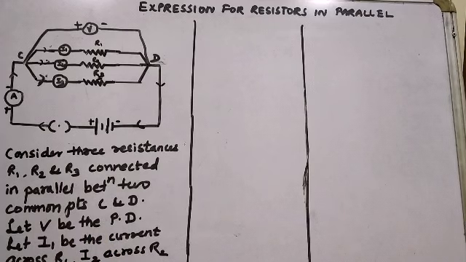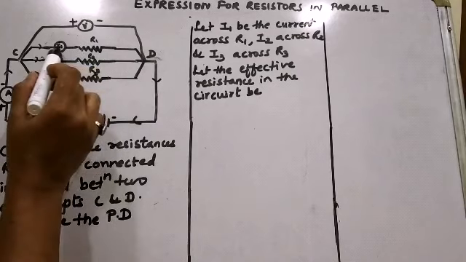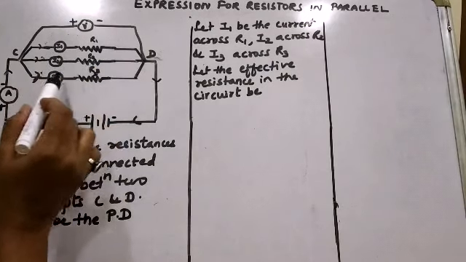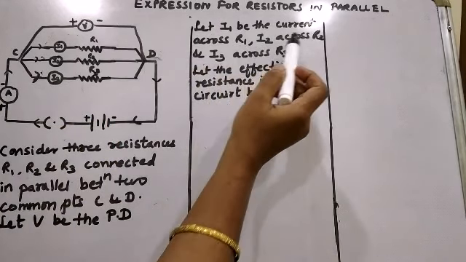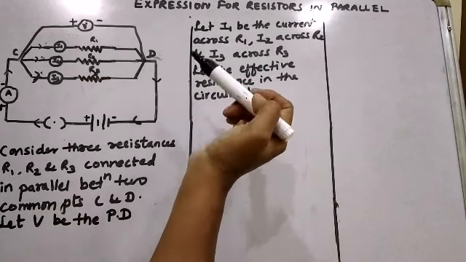Now in parallel combination, current is different but the potential difference is the same. So let V be the potential difference, because V is going to be the same. Let the current across R1 be I1, current across R2 be I2 and current across R3 be I3. So I have written, let I1 be the current across R1, I2 be the current across R2 and let I3 be the current across R3.